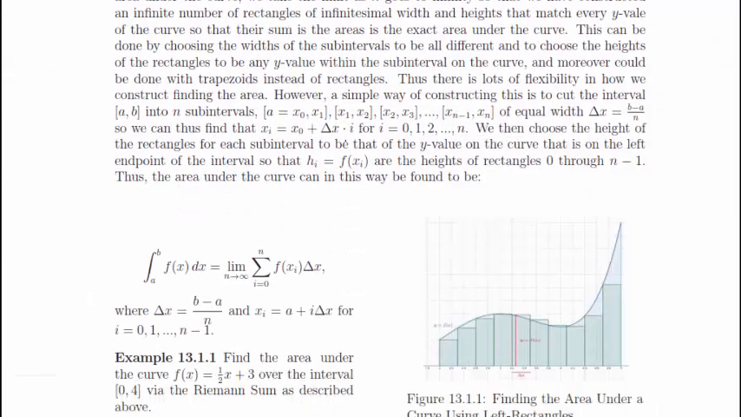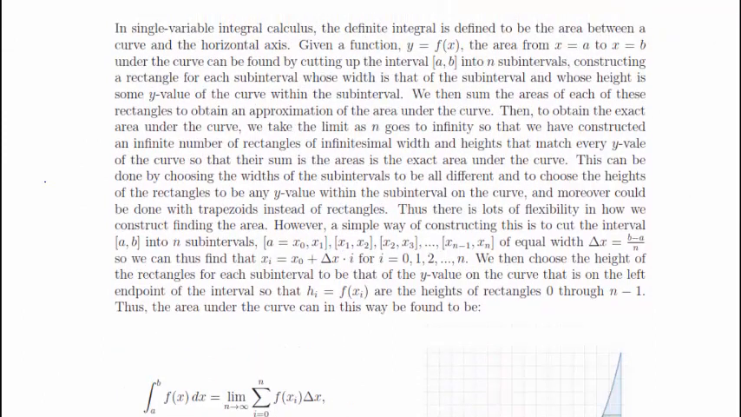We're going to use this Riemann sum down here. Let me finish reading this paragraph. Where was I? Then to obtain the exact area under the curve, we take the limit as n goes to infinity, so we're just saying the number of rectangles we want is infinite. I should be specific here: infinitesimal width, and heights that match every y value of the curve. Sorry, I did not have a chance to go through this in detail before reading it.